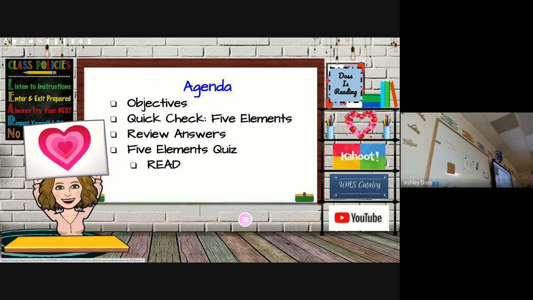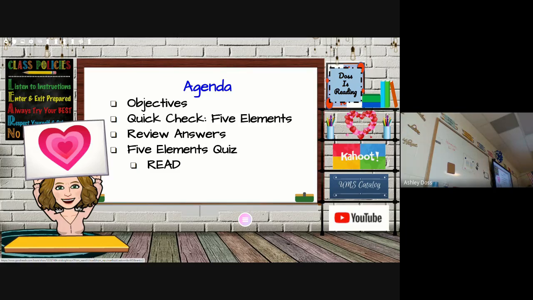Our agenda for today. We are going to do something called a quick check. I do it all the time. I'll tell you about it in a second. Basically, it's just to see what you remember about a previous lesson. After we are done with our quick check, we are going to review the answers from yesterday's assignment. We're all going to pull our assignment back up. If I need to return them to you, I will right before we go. And you're going to check and make sure that you typed in the correct definitions yesterday, so that when we're done reviewing the answers, we're going to have a 5 elements quiz.